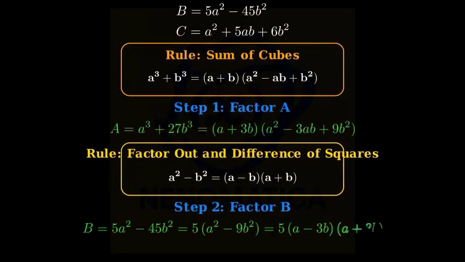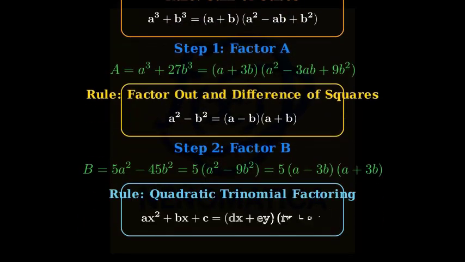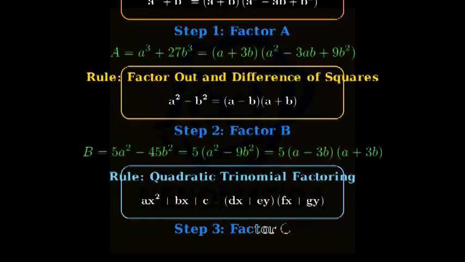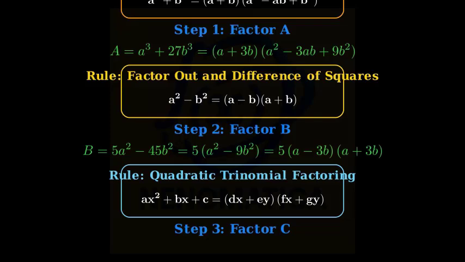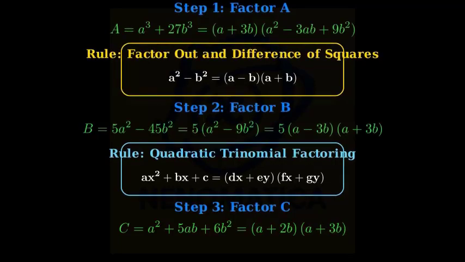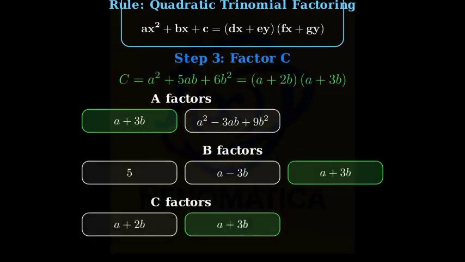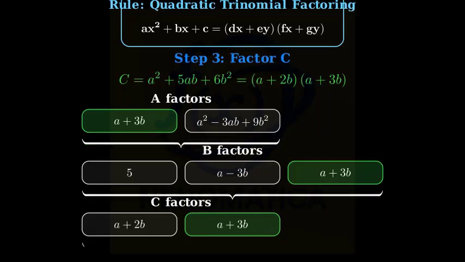Another rule: factor a quadratic trinomial into 2 binomials. Step 3. Factor c. Look for numbers that multiply to 6 and add to 5. That is 2 and 3. Let's visualize the factorizations with factor tiles, so common pieces pop out clearly. Notice the binomial a plus 3b appears in all three, so it must be part of the greatest common divisor.